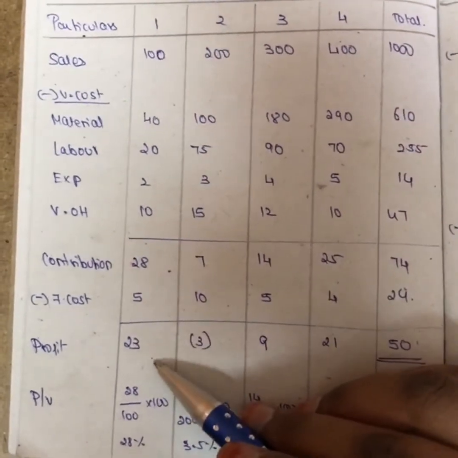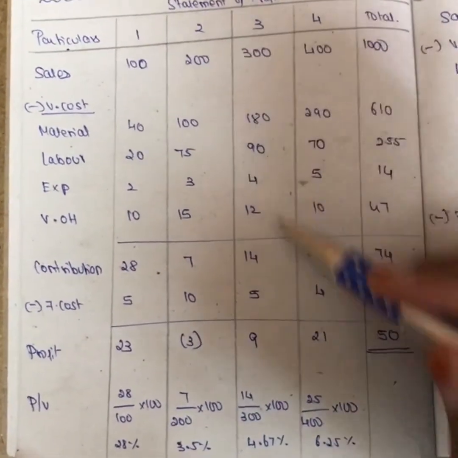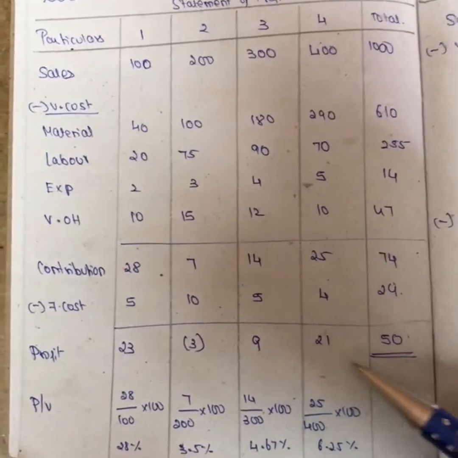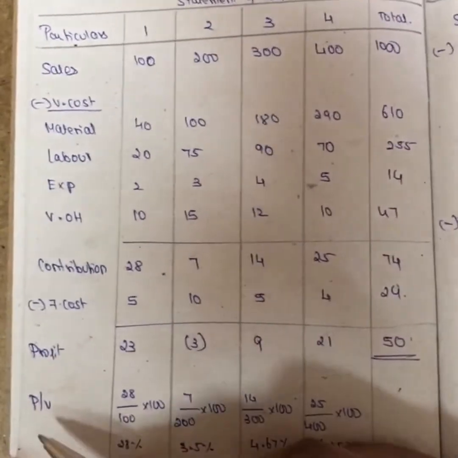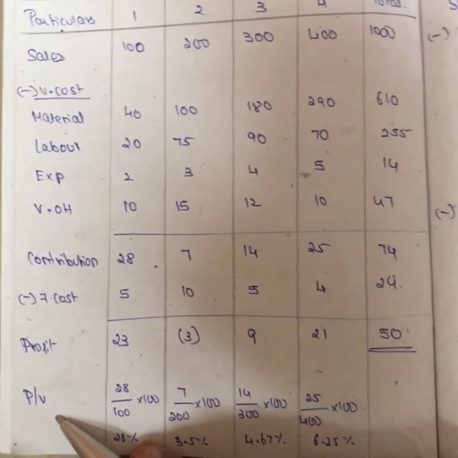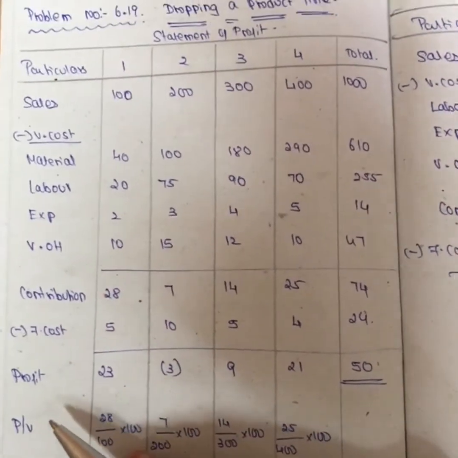So 23 minus 3, which is nothing but a loss of 3 in department 2, and department 3 we have a profit of 9, and department 4 we have a profit of 21. If you want, it's better we calculate even PV ratio, girls. With the help of PV ratio also we can take the decision. Okay, now we will see.